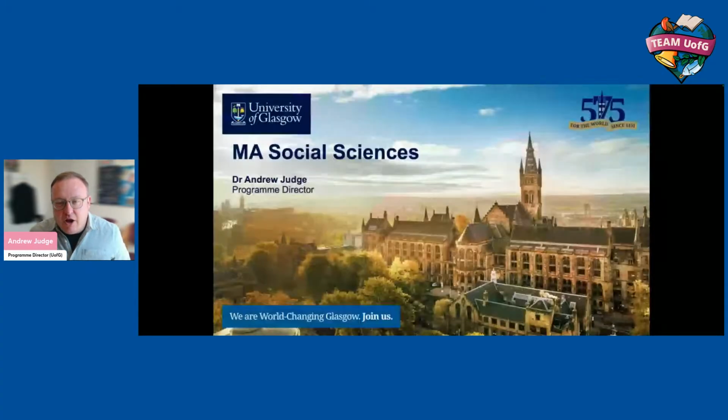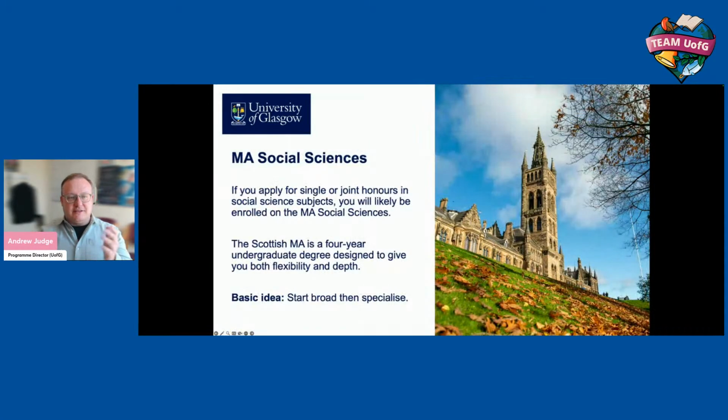So, just get that up on the screen, Christina. Thank you. Okay, so what is the MA Social Sciences? Well, let's start at the beginning. The MA Social Sciences is the degree that you tend to end up on if you are here to study any of our core social science subjects, so the likes of economics, politics, sociology, Central and East European studies, and various others. If you're studying one of those subjects or a combination of subjects, you'll probably be on the MA Social Sciences.